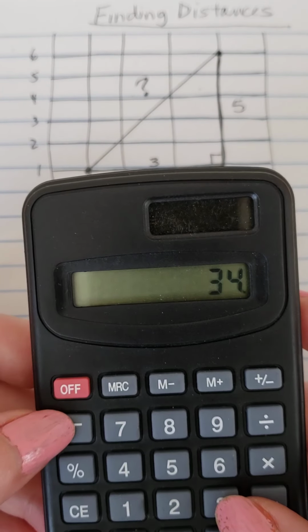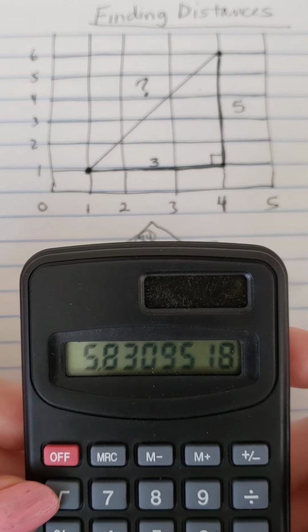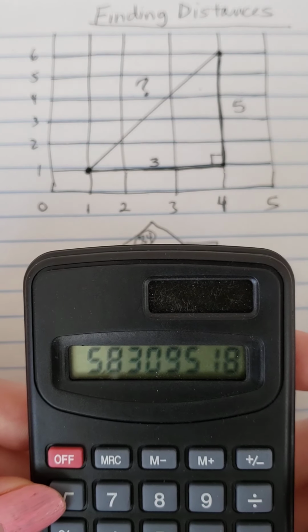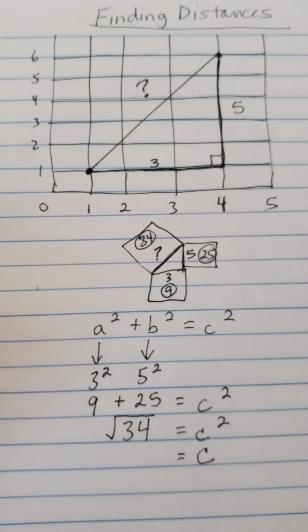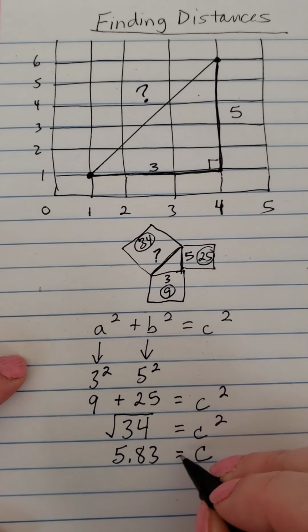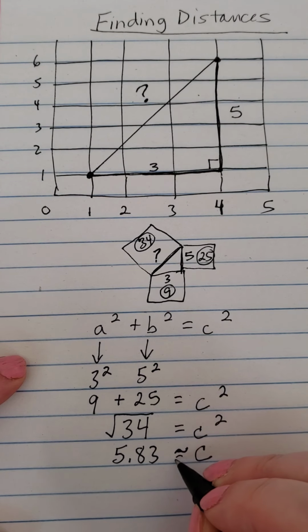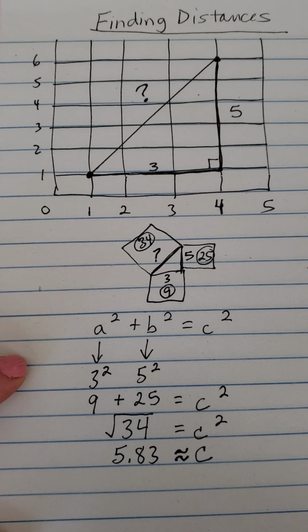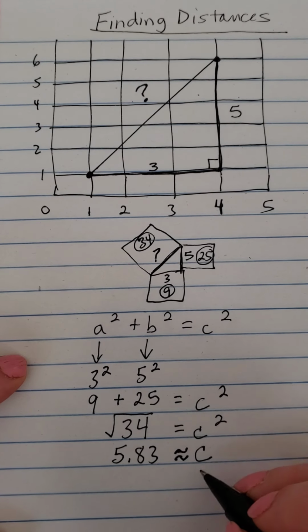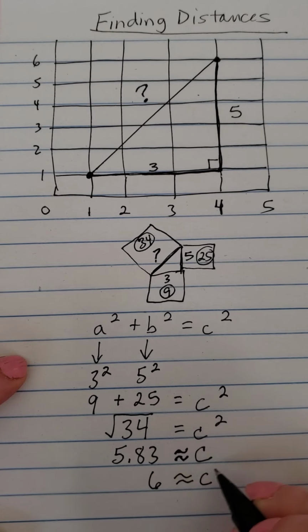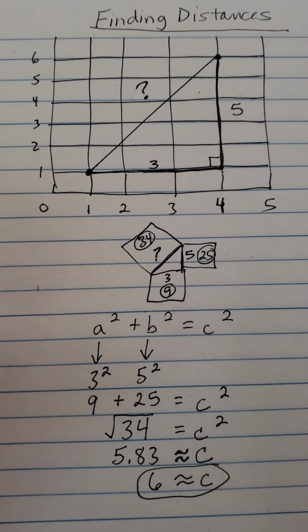34 and square root. So that's going to be about 5.83, we'll say. And I'm going to say approximate. I'm going to use those little squiggle lines. So it's around 5.83, or we could say it is approximately 6. We could round that up to about 6.